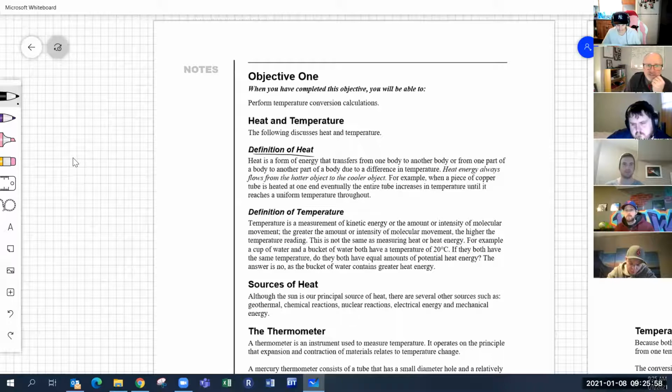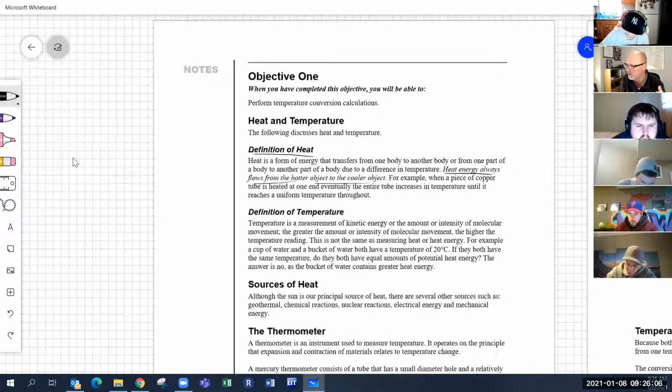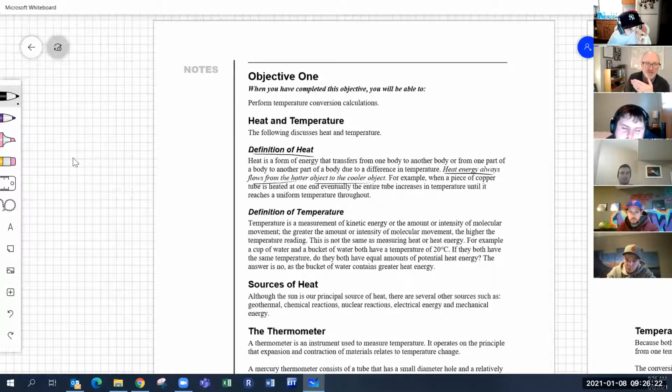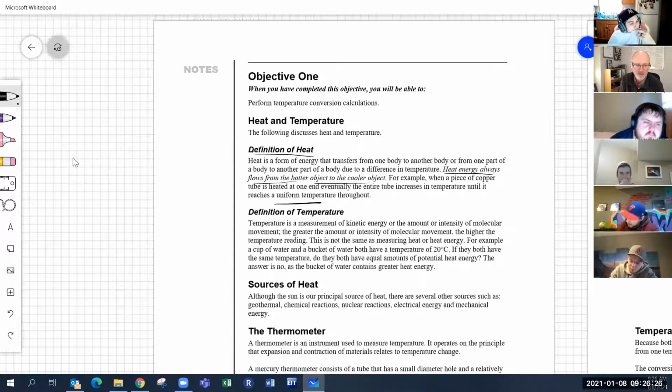Definition of heat. Heat always travels or flows from the hotter object to the cooler object. Pretty straightforward, right? So when my wife puts her ice cold feet against my legs, I can tell that the heat is leaving my body and going to hers, right? That's just the way it is. It just travels from the hotter to the cooler, okay? Until it reaches a uniform temperature, if it touches long enough.